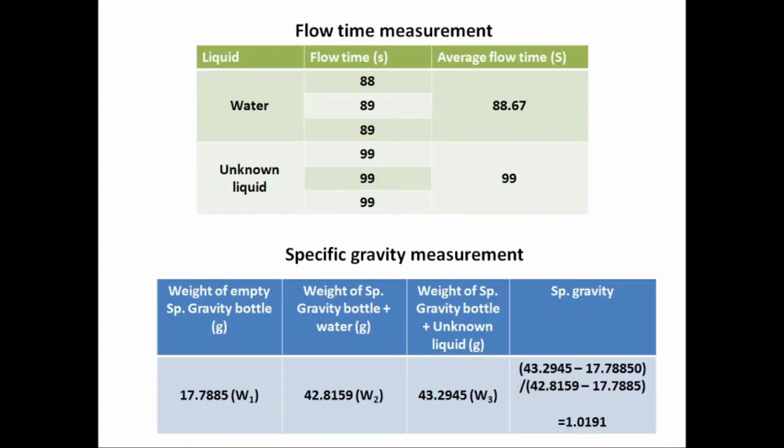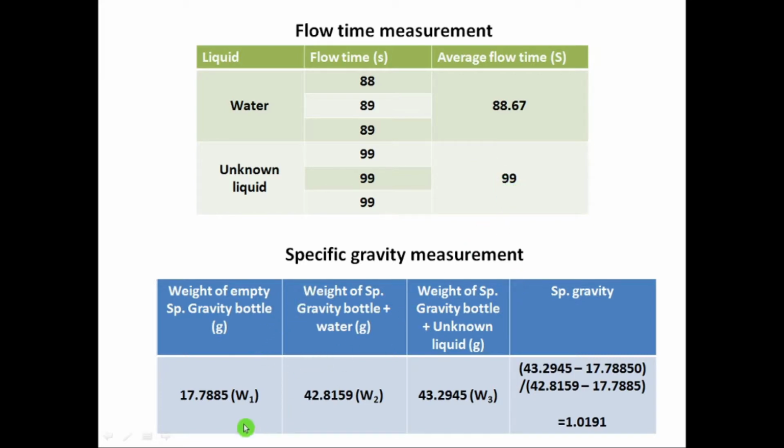Now here are some results. You can see the flow time measurement. For water we have taken 3 observations. 88 seconds for first observation is flow time, 89 seconds for second observation, for third observation is also 89 seconds. So average flow time is 88.67 seconds. Similarly for unknown liquid, 3 different observations give the same reading, so average flow time is 99 seconds.